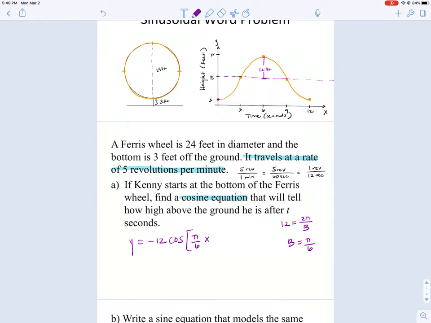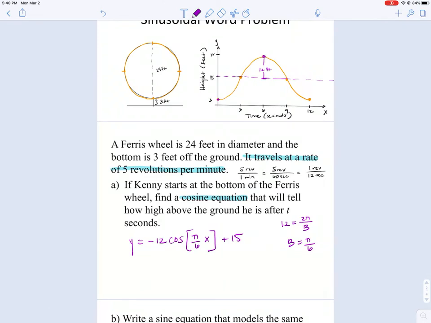We don't need to take into account a horizontal shift. There is a vertical shift. Remember, it's easy to identify what the vertical shift is just by looking at where the midline is, so plus 15. And like I said, that's not the only equation that we could write.